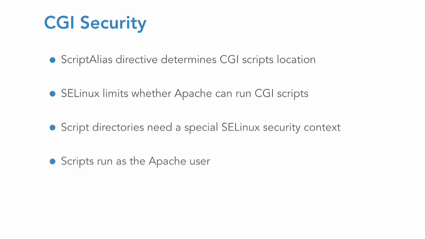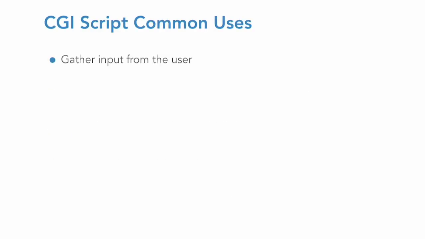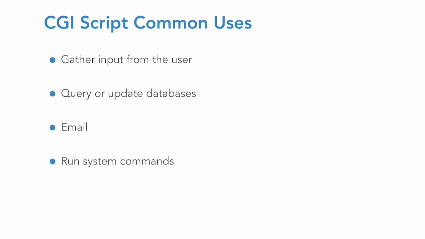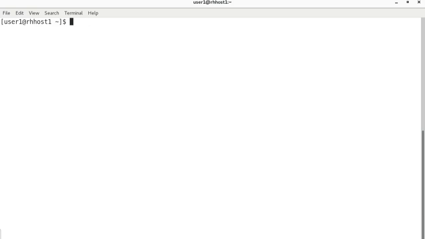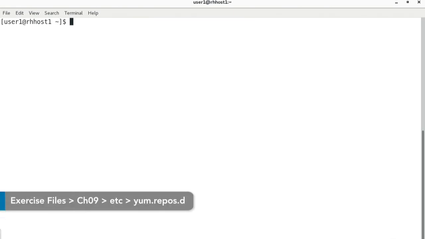The Apache web server uses the ScriptAlias directive to determine where CGI scripts can reside. SELinux also limits whether Apache can run CGI scripts, and script directories need a special security context. Scripts run as the Apache user and can only access resources that the Apache user can access. CGI scripts can be used to gather input from the user, query or update databases, email, or even run system commands, so the possibilities are nearly endless.